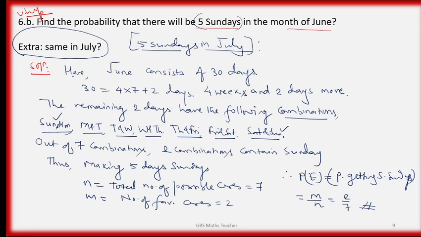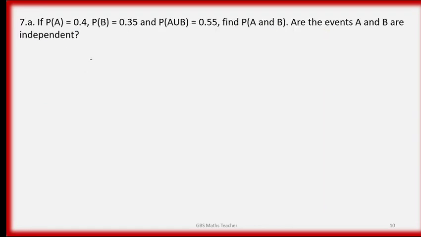Now moving to the next part, dear students, it is also a very important question. Before the solution, let's read out the question. If the probability of A is 0.4, probability of B is 0.35, and probability of A union B equals 0.55, find the probability of A intersection B. Are the events A and B independent? We have to show whether they are independent or not. This is also a very good question.